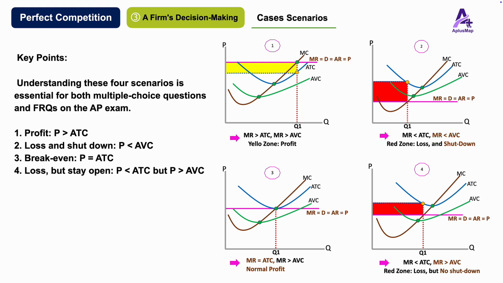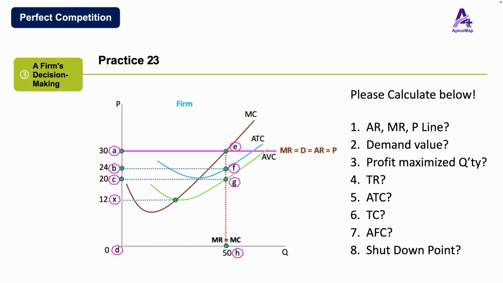Wow. Okay, let me try to summarize those rules quickly. Profit occurs when price is greater than ATC. The state of loss but stay open is defined by price being less than ATC, but greater than AVC. Loss and shutdown occurs when price is less than AVC, and break even is met when price is equal to ATC. It is absolutely important to understand these 4 scenarios and be able to spot them on a graph by comparing price to ATC and AVC, especially when MR is equal to MC quantity.